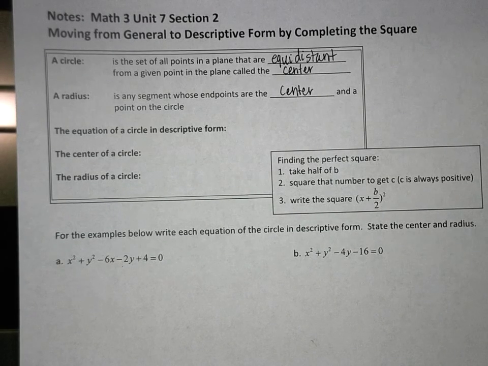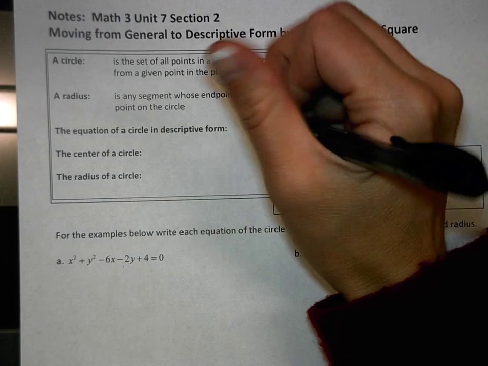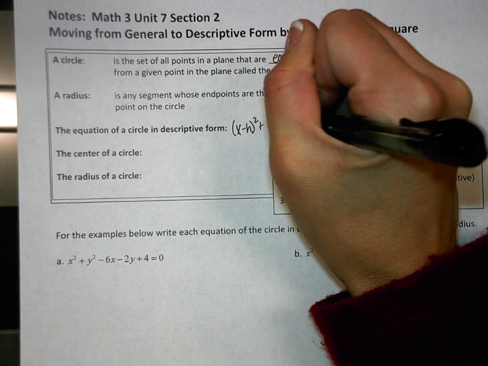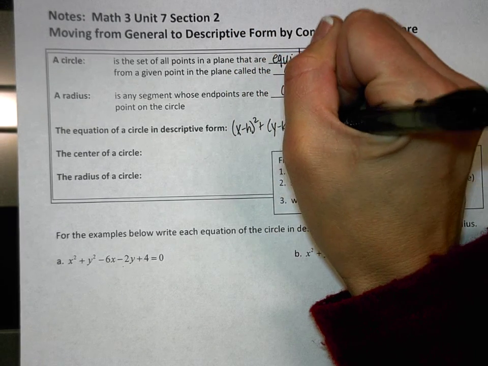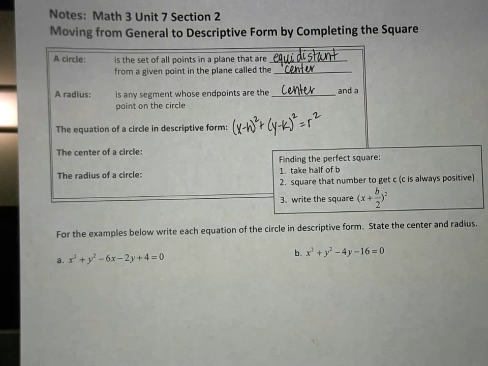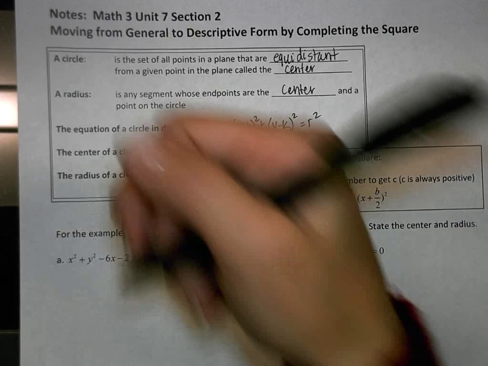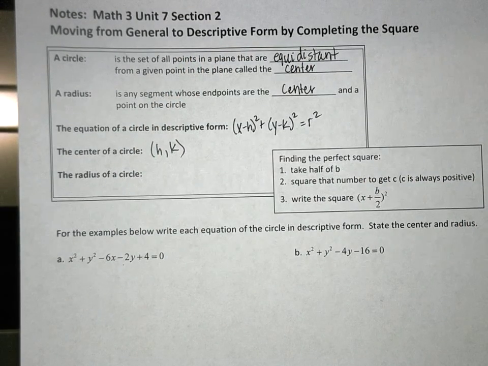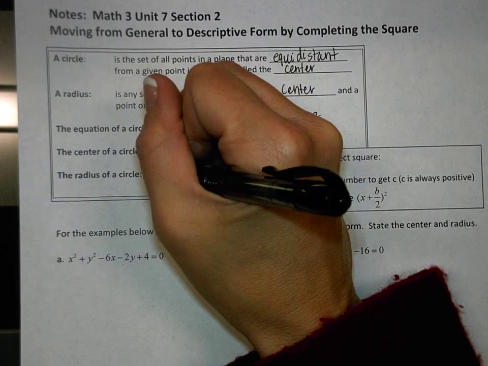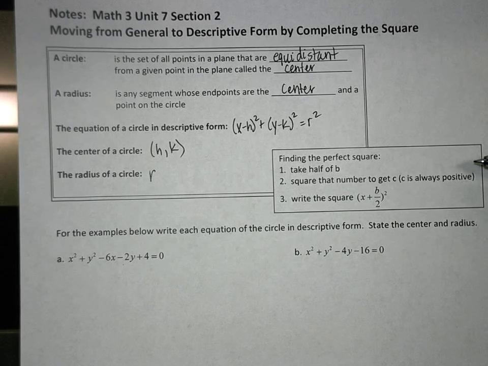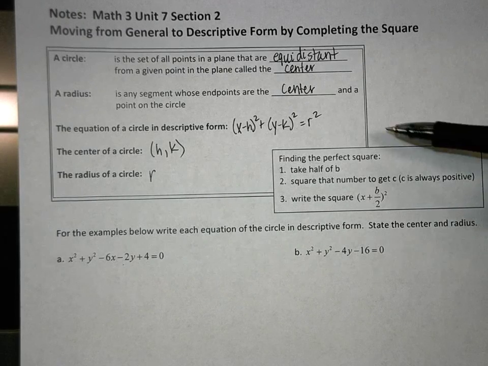The equation of a circle in descriptive form, and we talked about this yesterday, is (x minus h) squared plus (y minus k) squared equals r squared. The center of a circle is (h, k), and the radius of a circle is r. And this is just our little side note from yesterday about how to find the perfect square.